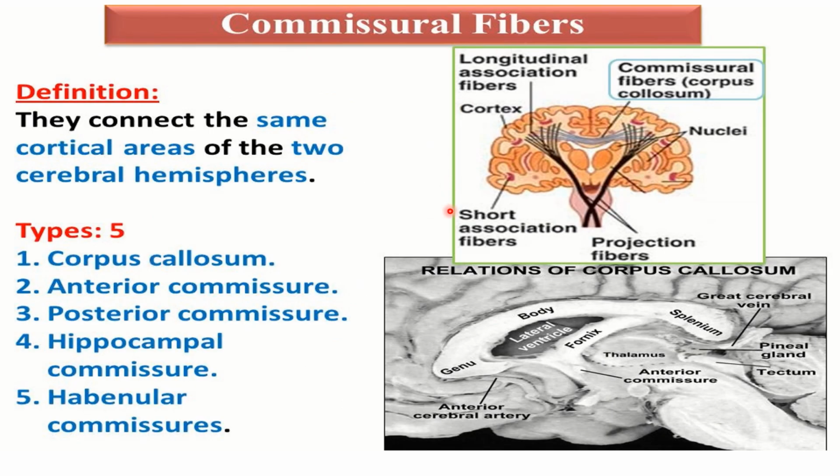Commisural fibers, as I said earlier, connect the identical cortical areas of the two cerebral hemispheres. The following are the named commisural fibers: corpus callosum, the largest of the commisural fibers, then the anterior commissure, posterior commissure, hippocampal commissure, habenular commissure. You can see this is the corpus callosum.